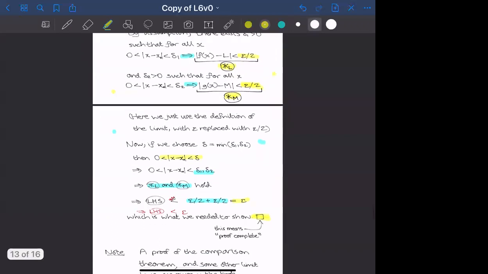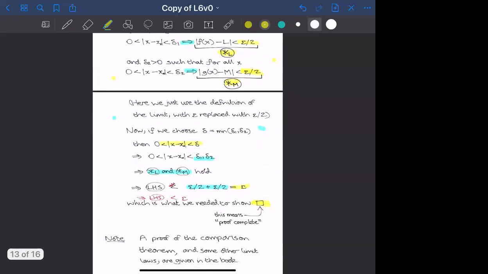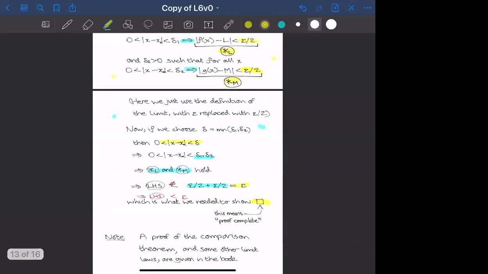So in the same way you could prove other limit laws. We have the sum limit law, which we just proved. We have the difference limit law. You could prove that in the same way. And after that, it gets a bit harder. So the multiplication limit law is harder than that, and the quotient law, I think, is even harder. But some of the proofs are given in the book. So it's good to take a look.